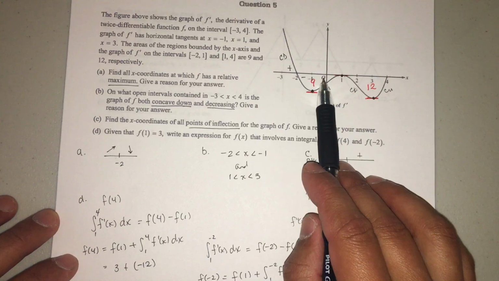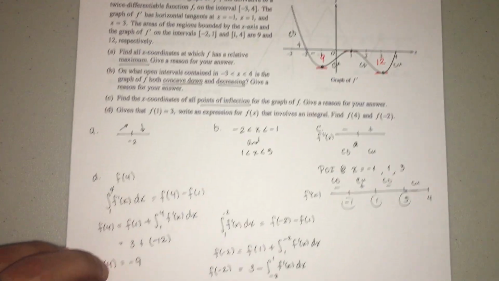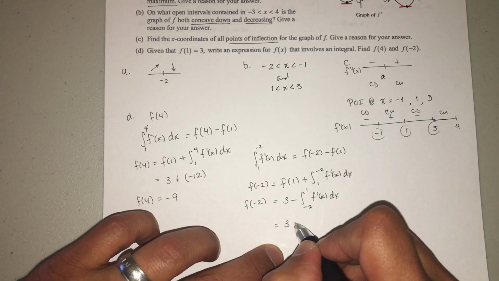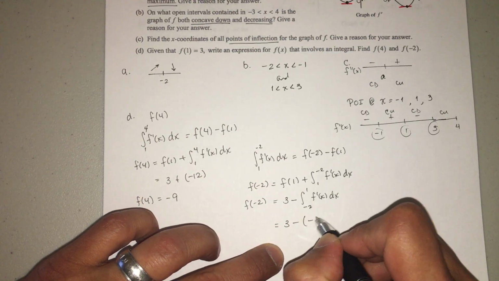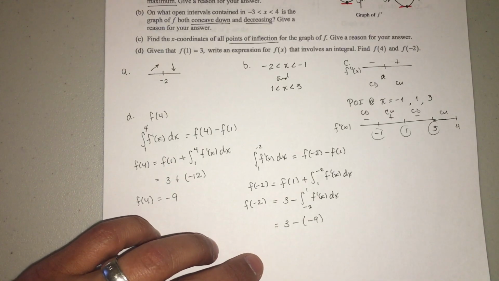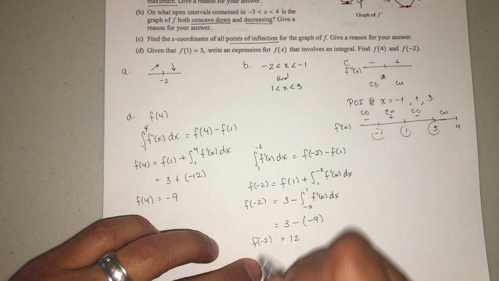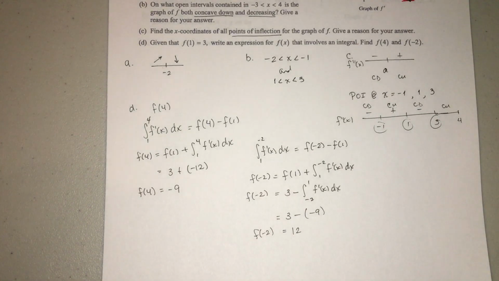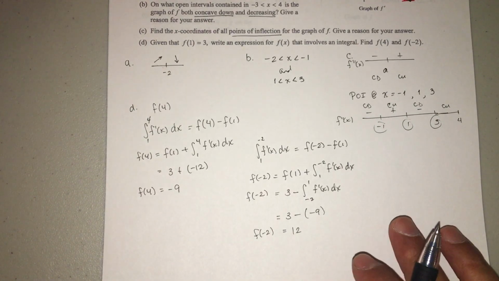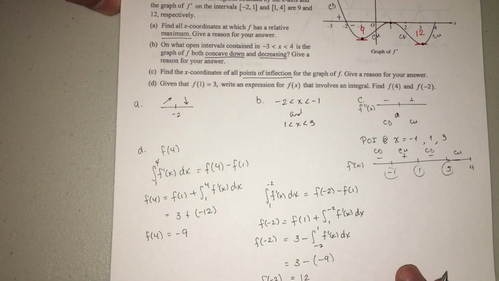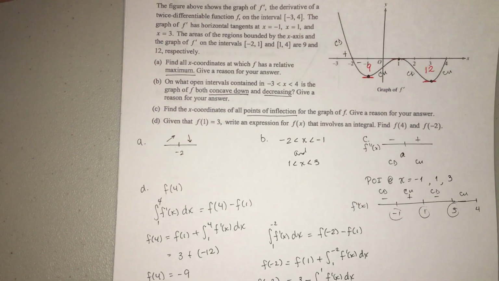It is 9, but because it's below the x-axis, it's negative 9. So it's going to be 3 minus negative 9. Okay, that means your answer is 12. f of negative 2 is 12. And then you have it, guys. There you have it. So hopefully that makes sense. And if you can notice, they're continually asking the same type of questions.